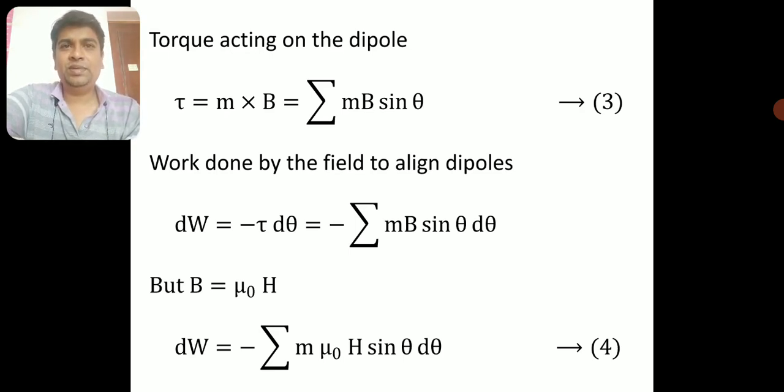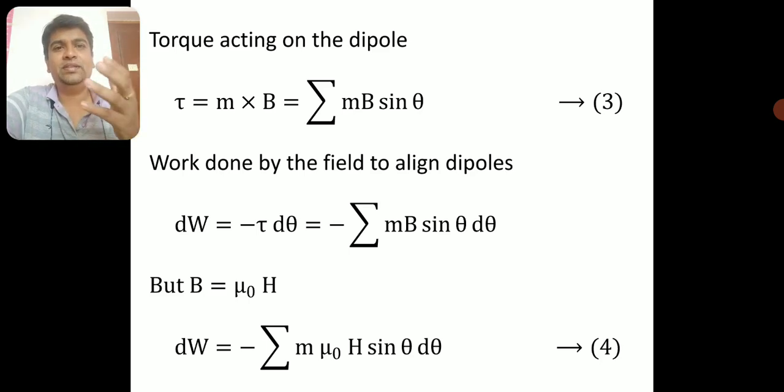Now I know what B is. I can relate B and H, the magnetic induction and the magnetizing force, as B equals mu naught H. If I substitute for B, the small work done is equal to minus sigma m mu naught H sin theta d theta, equation 4.